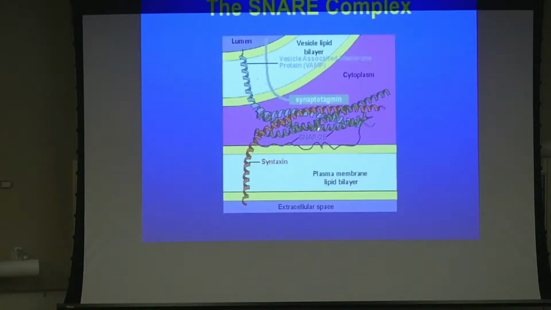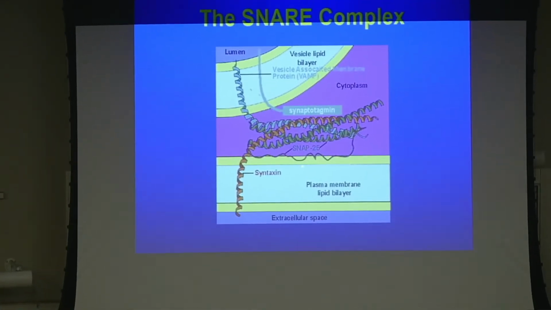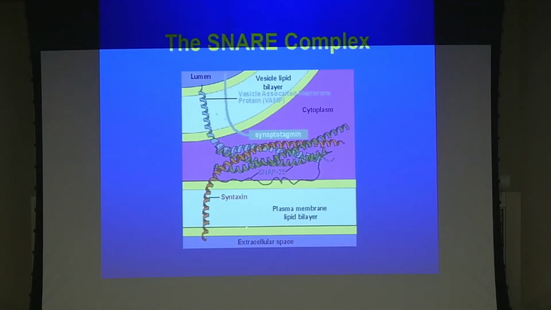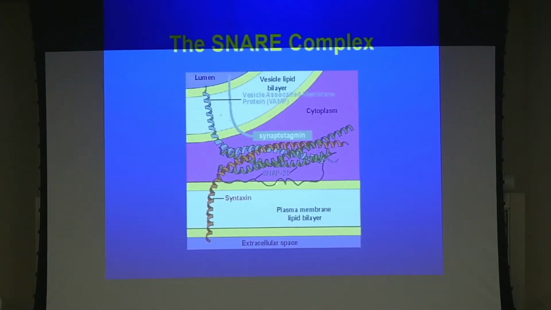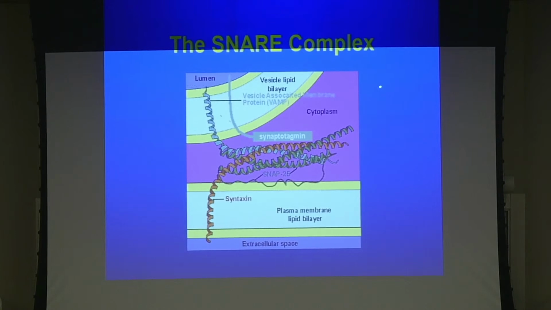It's shown here sort of wandering in and out of the membrane because it's not a transmembrane protein. It's a membrane-associated protein. Now, this is the cytoplasm up here in purple, and here's the vesicle. Because of this winding together, this vesicle is going to be pulled into the plasma membrane and fuse with it, and the contents of the lumen of the vesicle will be spilled out into the extracellular space. That's how that system works.